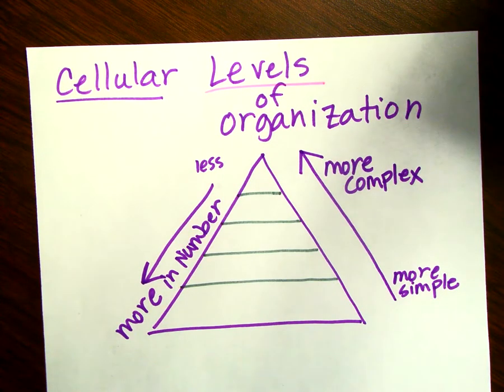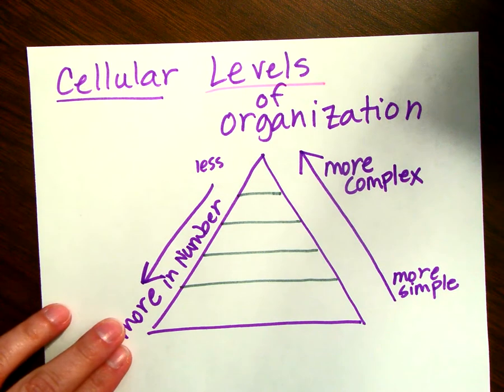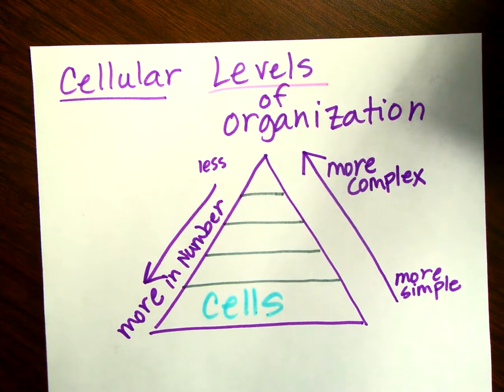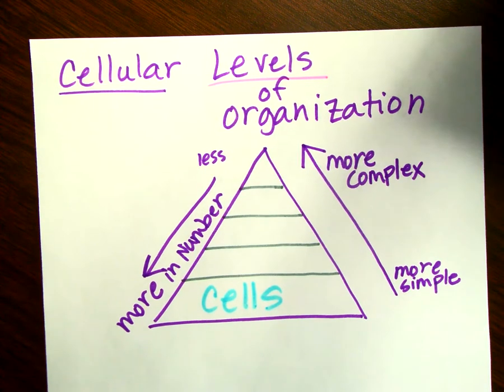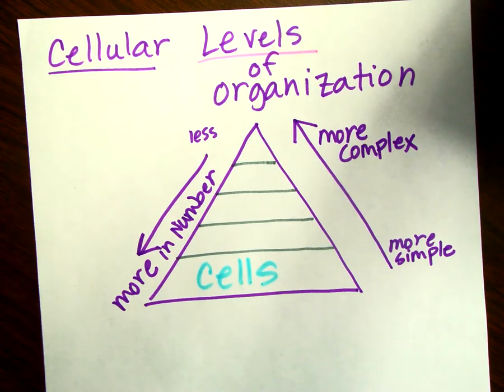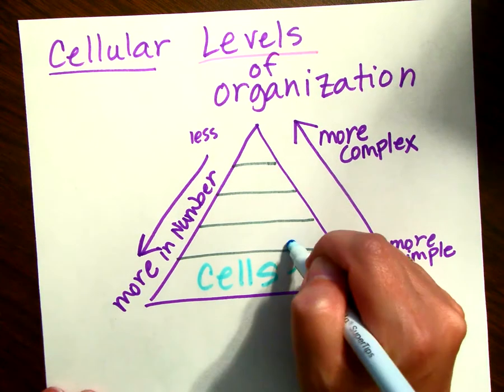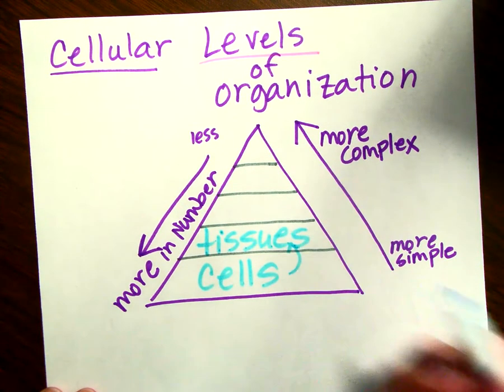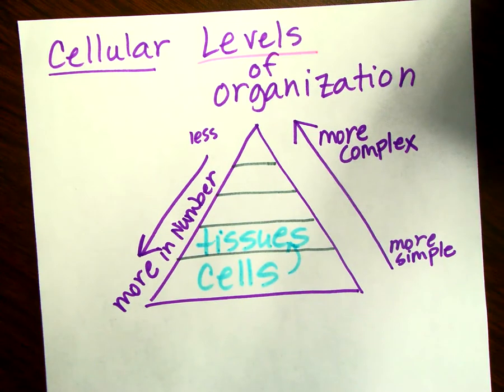In our first level, where there's more and it's more simple, this is where our cells start. Okay, and if you remember from our definitions, this is the most basic unit. Cells is the most basic unit of structure and function for all living things. That's in our notes from previous. When cells work together, they make tissues. Not the kind you blow your nose with. Okay. Skin tissues, cardiac tissues, brain tissues.